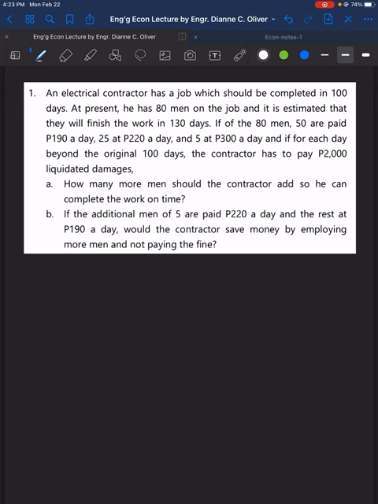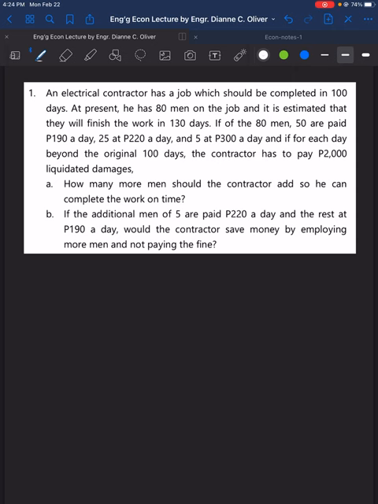An electrical contractor has a job which should be completed in 100 days. At present, he has 80 men on the job, and it is estimated that they will finish the work in 130 days. If of the 80 men, 50 are paid 190 pesos a day, 25 men are paid at 220 pesos a day, and 5 men at 300 pesos a day, and if for each day beyond the original 100 days, the contractor has to pay 2,000 pesos liquidated damages, how many more men should the contractor add so he can complete the work on time?